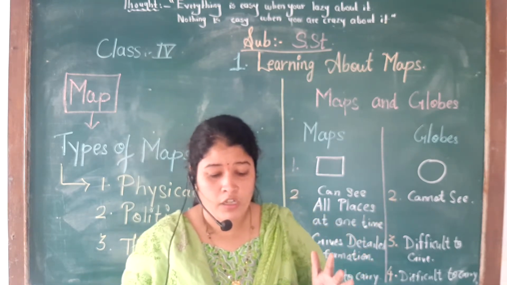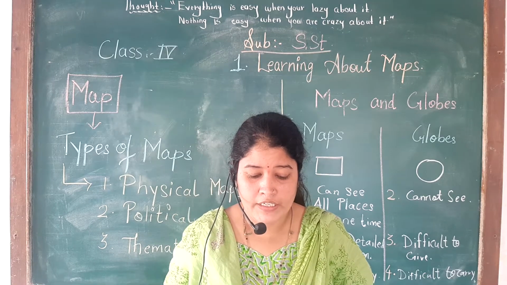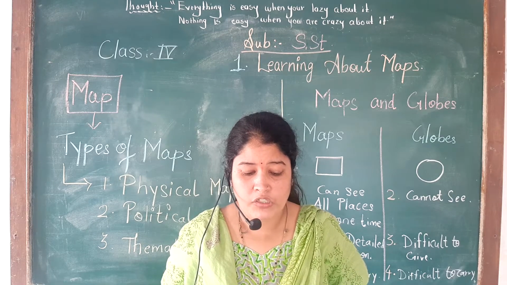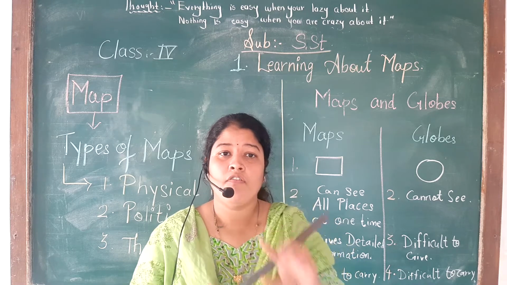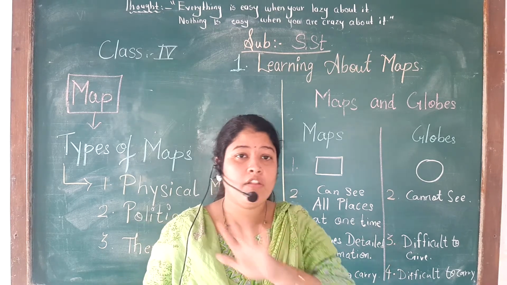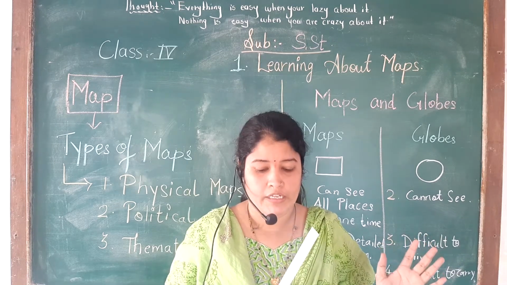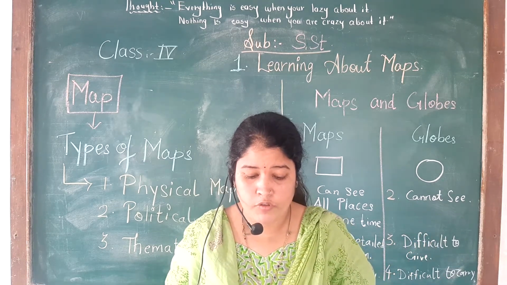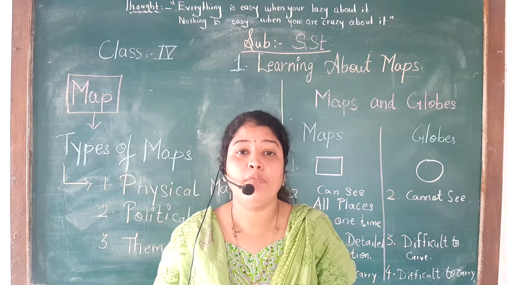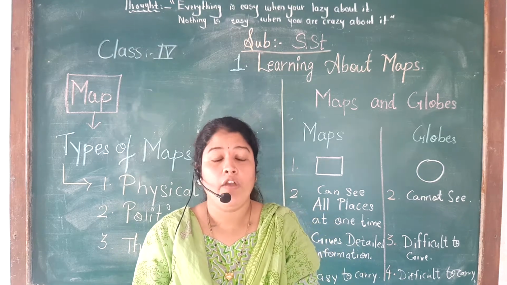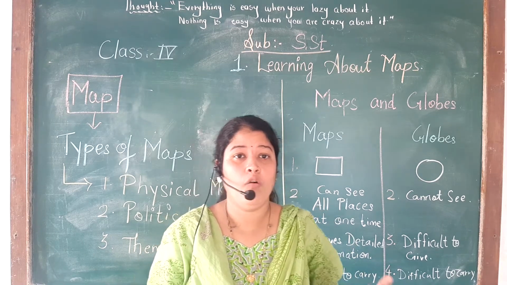Therefore the true shapes of all countries and oceans cannot be seen on a flat map. See, a flat map is there, so everything is drawn exactly. We cannot say what is the shape of that area. So the true shapes of the countries and oceans can be seen on a globe. Where can they be seen? On a globe. Now what is a globe?